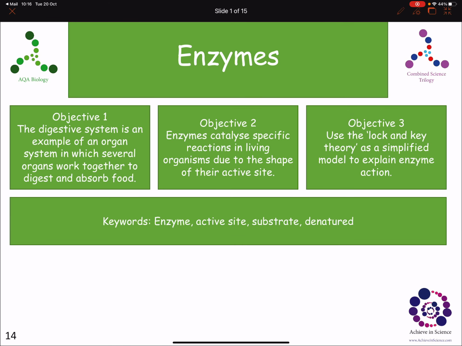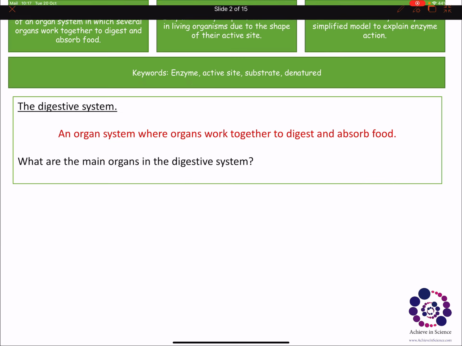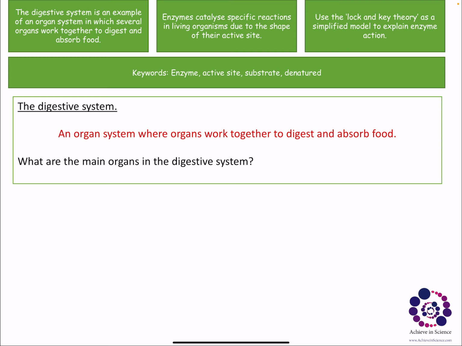Alright, today's lesson is on enzymes. We're going to take a look at what enzymes do and how they work, in particular the lock and key hypothesis or theory. So have a look at the keywords, make a note of the keywords: enzymes, active site, substrate, and denatured.